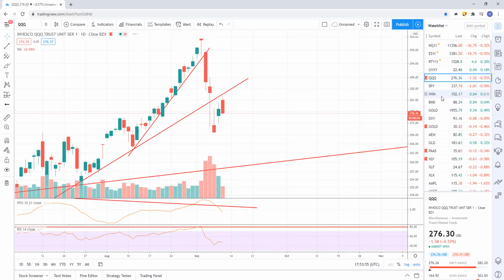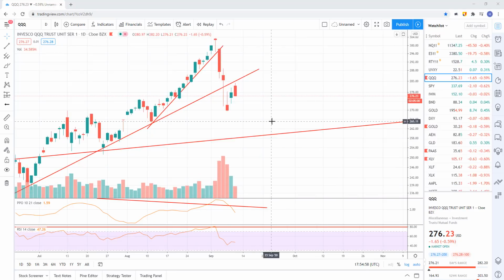I'm more focused on the Qs, because the Qs is really where the entire strength of the rally this year has been. And so I'm looking for continued signs of weakness in the Qs, because the rest of the market has not really been that strong. Without the leadership of the tech sector and the FANG stocks, I just don't think you're going to have much left in the market to keep this thing propped up.